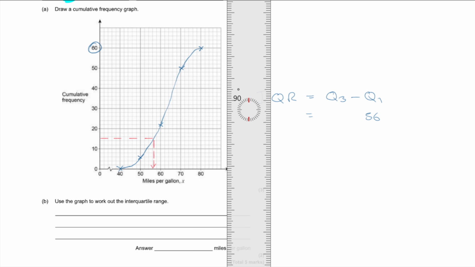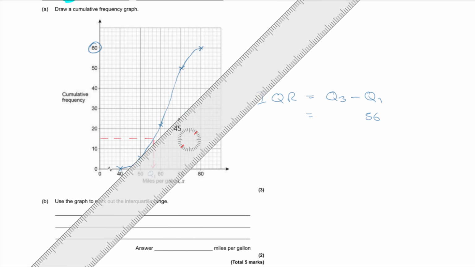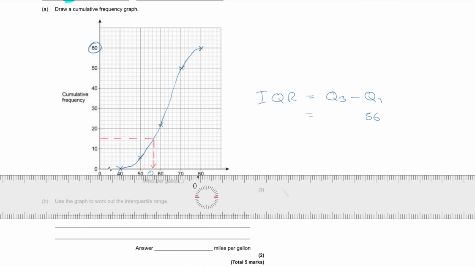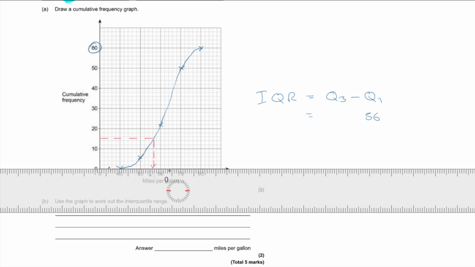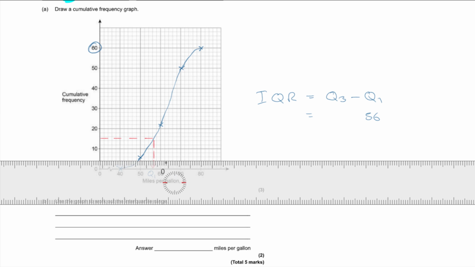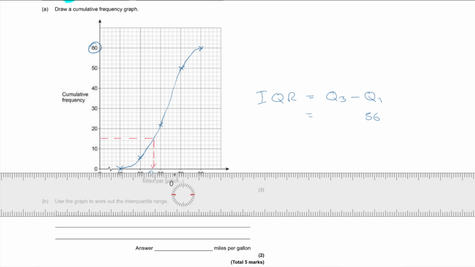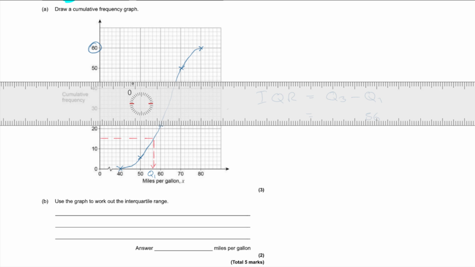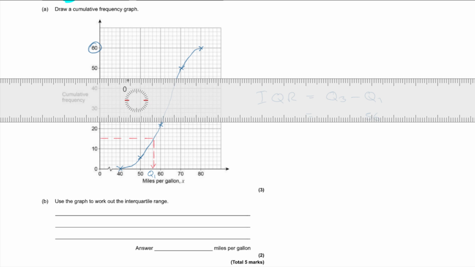56, that's Q1 there. Right, and then Q3, the upper quartile, is 3/4 of the way through. Now again, you should really add 1 when you're finding an upper quartile, but when you've got a large number of data points, then it doesn't really make much difference. So I'm just going to divide by 4 and times by 3. So 3 lots of 15, that's 45. So I'm going to look across at 45.